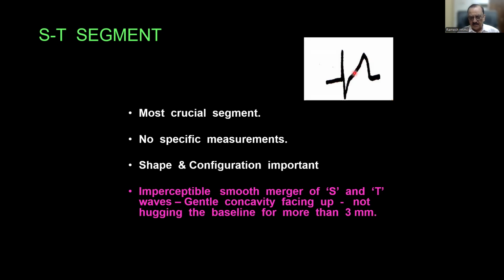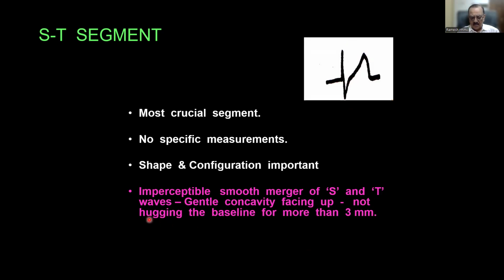The second point is a gentle concavity facing up. See the gentle concavity, small concavity. It is not a straight line. It is a gentle concavity, and the concavity should face up. That's very, very important. The loss of concavity itself is a significant pathology in the ECG. So, gentle concavity facing up.